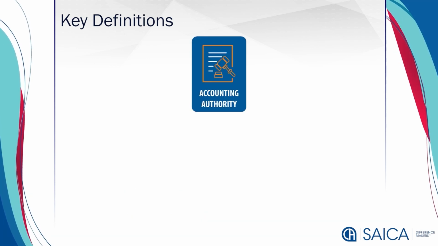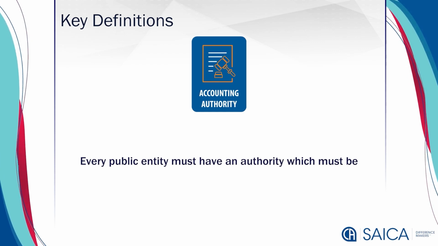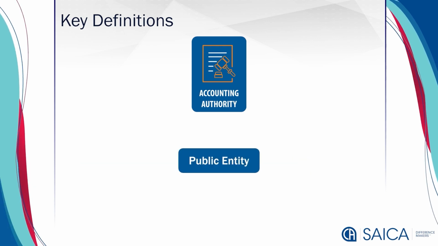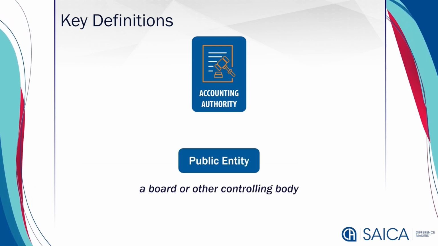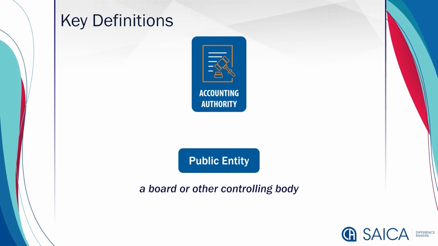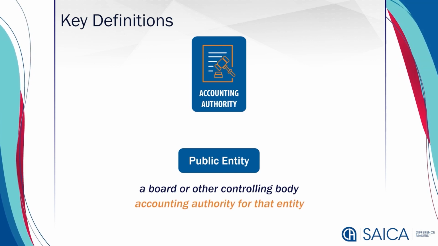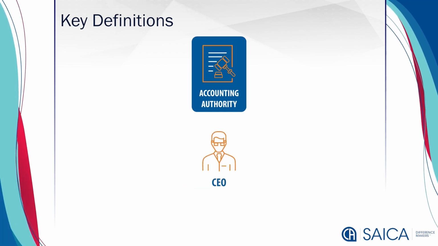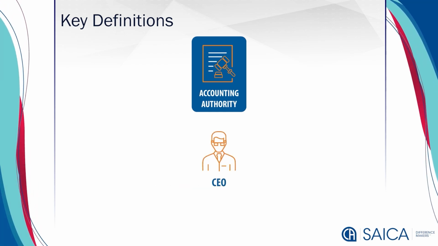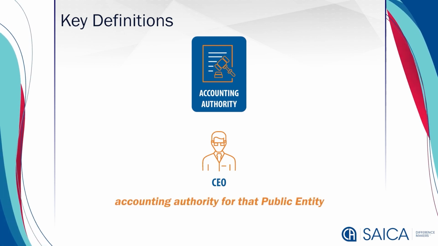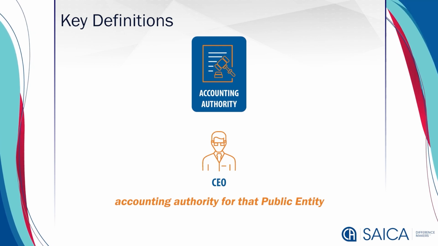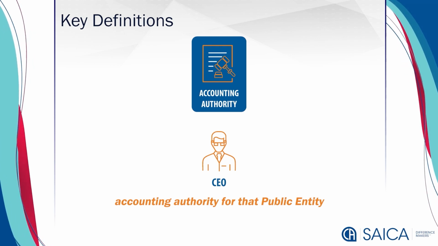Accounting Authority. Every public entity must have an authority which must be accountable for the purposes of this Act. If the public entity has a board or other controlling body, that board or controlling body is the accounting authority for that entity. If the public entity does not have a controlling body, the chief executive officer or the other person in charge of the public entity is the accounting authority for that public entity, unless specific legislation applicable to that public entity designates another person as the accounting authority.